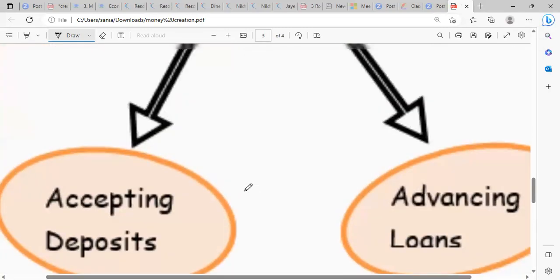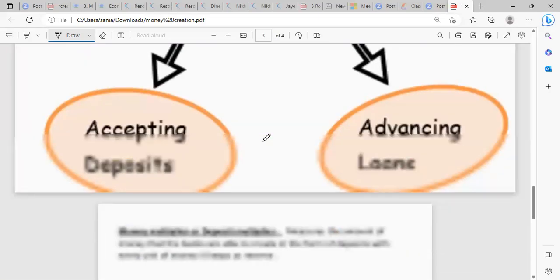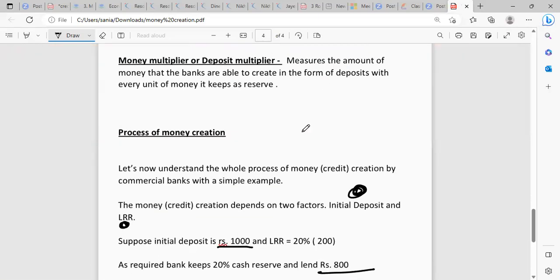Yes, ma'am. First, you will just write this one later on. Just write from here: money multiplier, then the process of money creation.